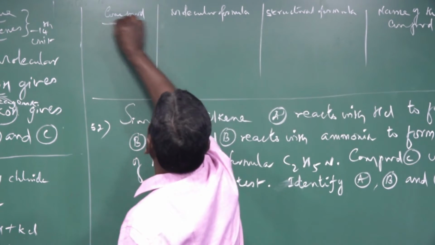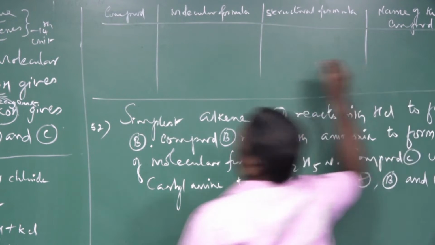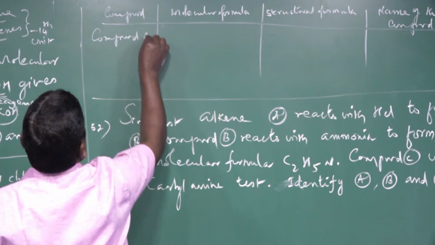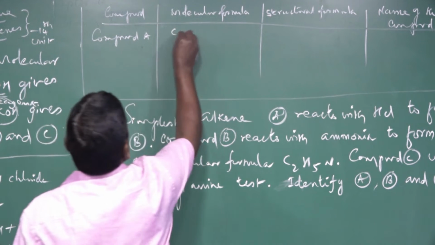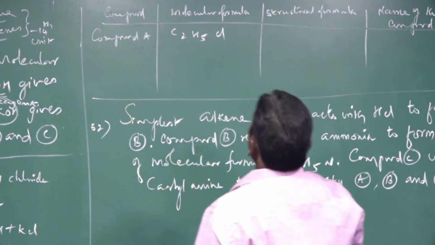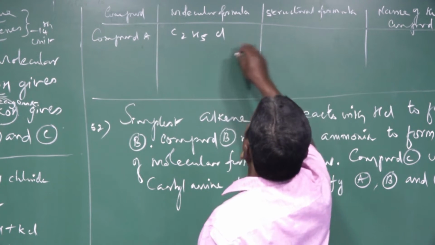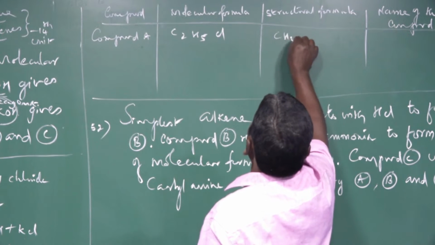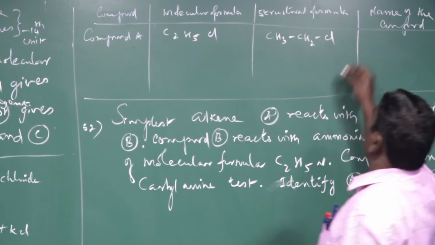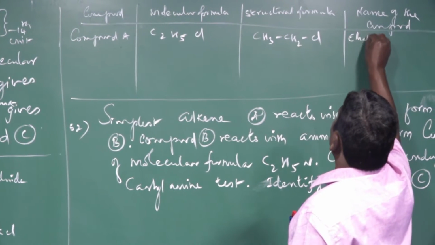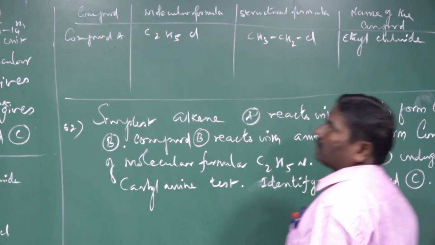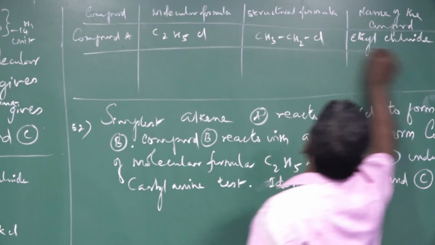That's all. Now we write compound A. You know that its molecular formula is C2H5Cl. Now what's the compound? That is compound A. The structural formula we can write as CH3CH2Cl. Now we can write ethyl chloride. Now compound A is formed.